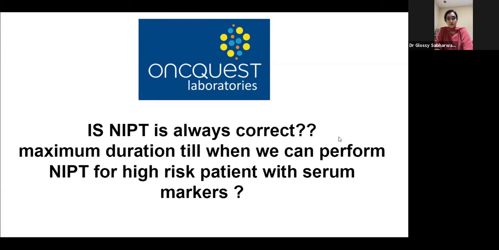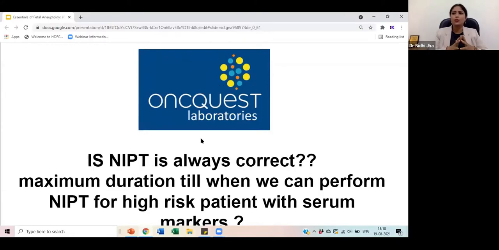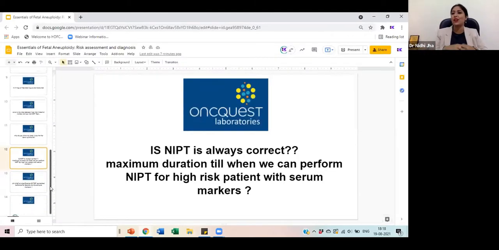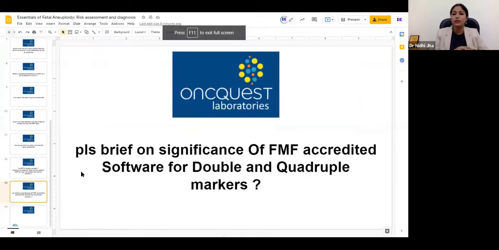Is NIPT always correct? Maximum duration till when we can perform NIPT for high-risk patient with serum markers? Dr. Nidhi, can you please tell us about this? NIPT, as I have said many times, Dr. Poonam has said many times, it's not always correct. Whenever any screen positive is there, dual marker screen, quadruple marker screen, or anything suspicious earlier, it should be confirmed with invasive testing, not only with NIPT.